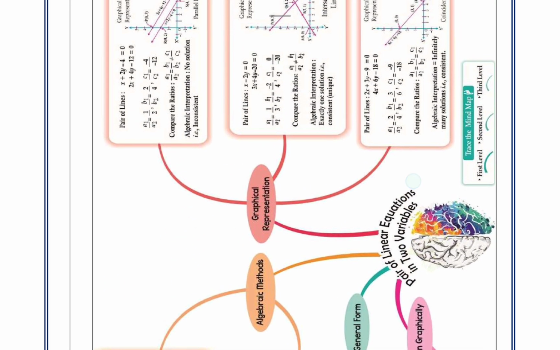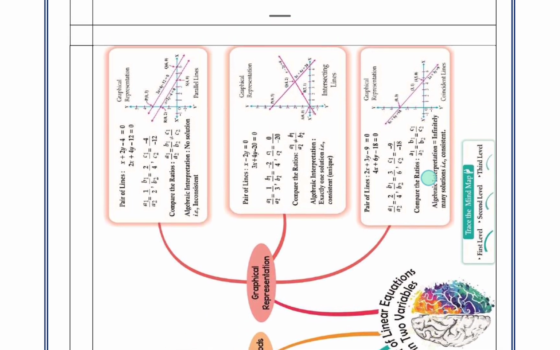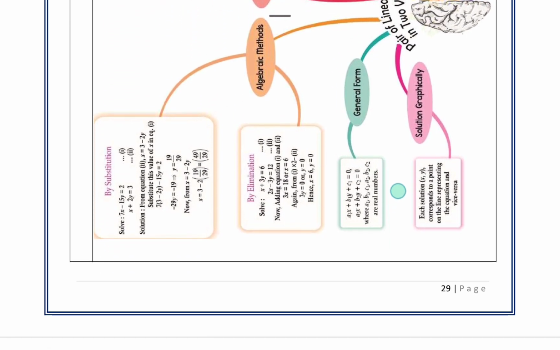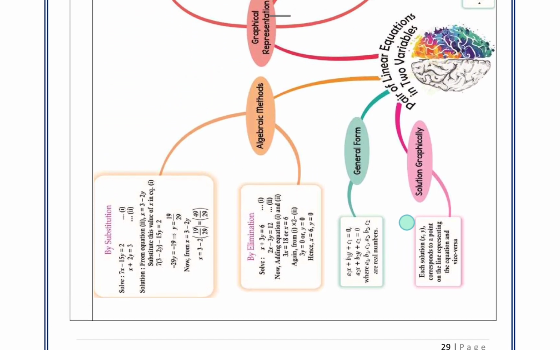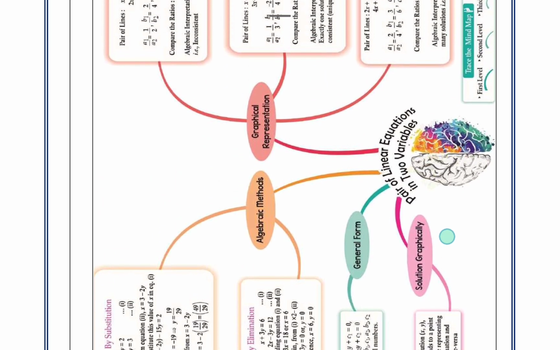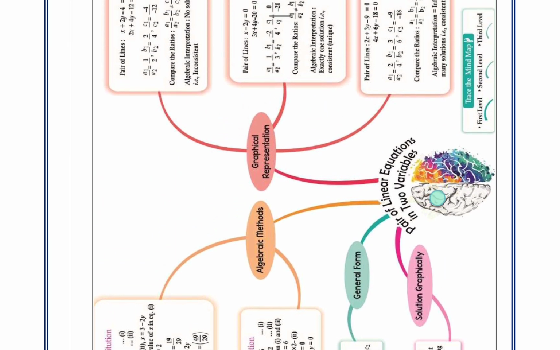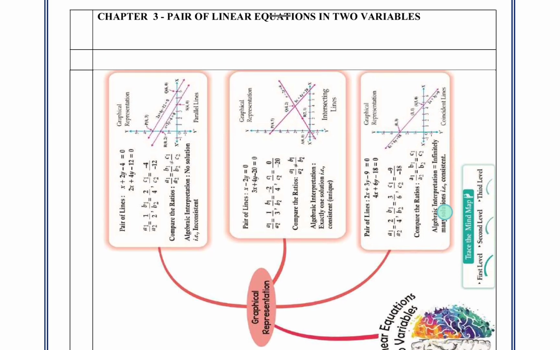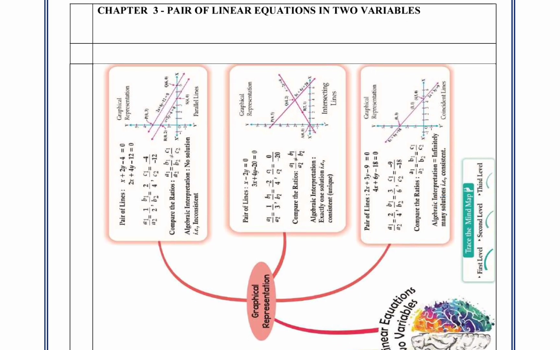The next topic is pair of linear equations in two variables, that we will study in the next topics. Here some of the graphs and everything we will see. Substitution method, elimination method, and general form, solution graphically, algebraic method, graphical representation. Here parallel lines, coincident and intersecting lines, coincident lines and parallel lines you will study.